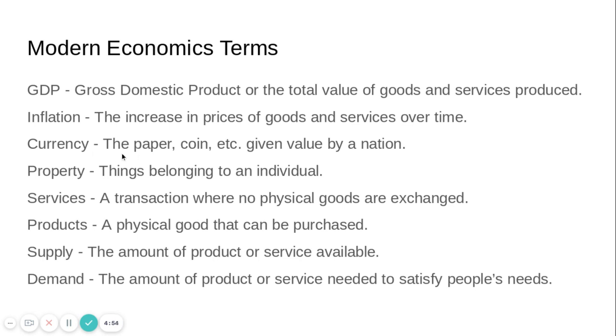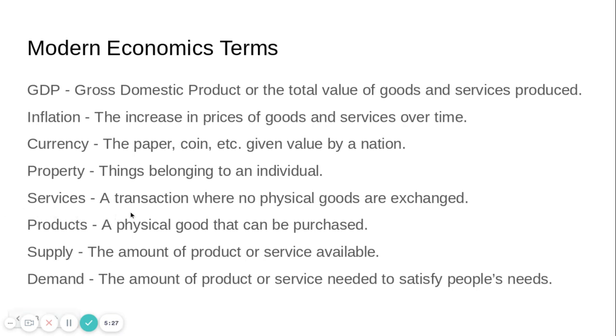Currency, that's like the paper, coinage, whatever it is that is given value by a nation. So that technically can be anything. In the early days of the United States, everything was based off of gold. Now it's based off of faith, right? So we have faith that our money is worth something, and that's why it has value. So that can change. Property are things that belong to an individual, and there's lots of different things that can be property. And it can be private or public, right? Private property being owned by an individual or a corporation, public meaning that it's owned by the government.